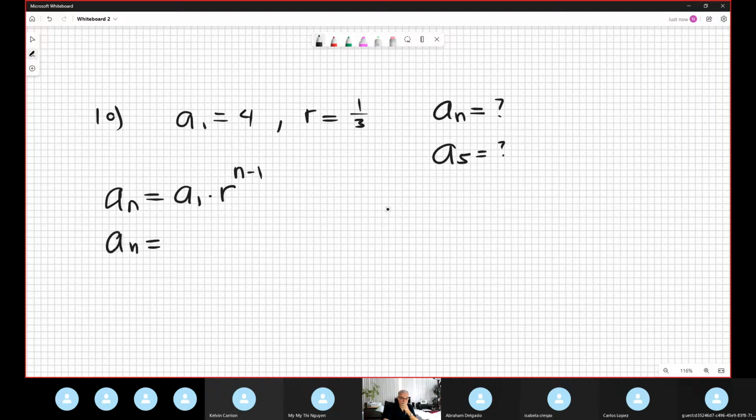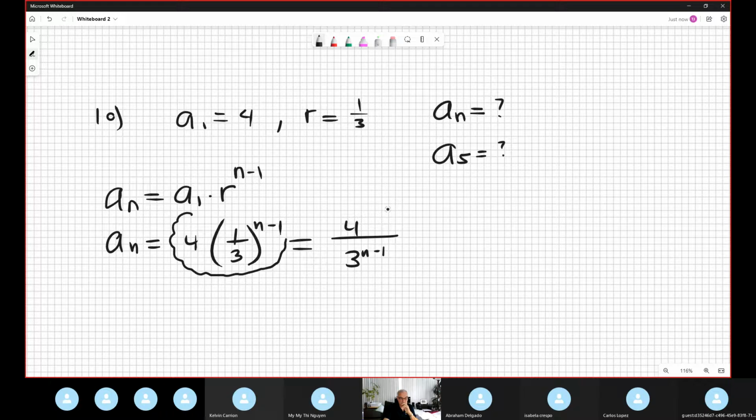So a sub n is equal to 4 times parenthesis 1/3 raised to the n minus 1. And leave it like that. You can rewrite it if you want, but not more elegant in my opinion. No, it is 4 divided by 3 to the n minus 1, because it's obvious that 1 raised to the n power is 1, so it's invisible. So this one is not important. You can leave it like that. The answer is perfect, 100 points. Elegant is relative.